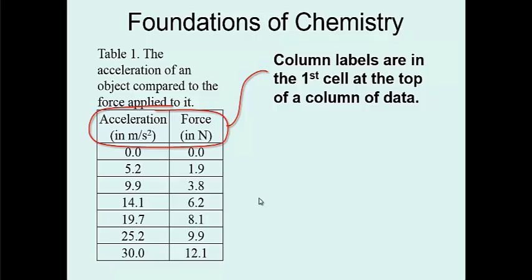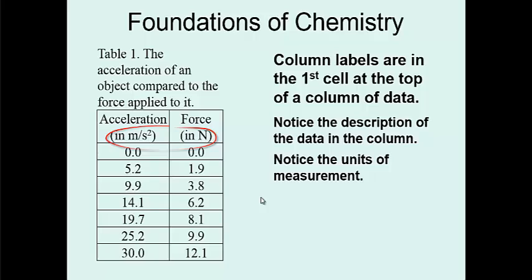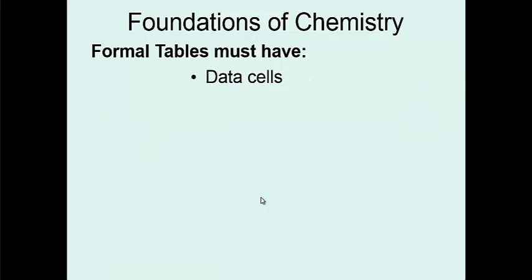Now, sometimes those column labels require more description than that. This is a one-word description. Most of the time, you have more than one word, you have, I don't know, 5 or 6 words, or 8 or 10 words, to describe what's in that column. The description of the data in the column is, in this case, acceleration and force. The units of measurement are in parentheses.